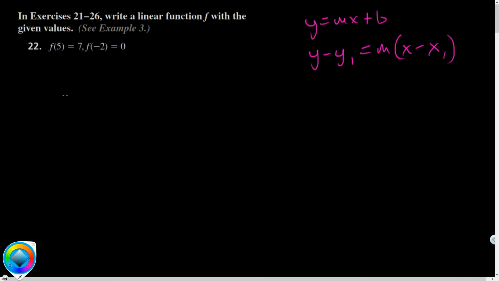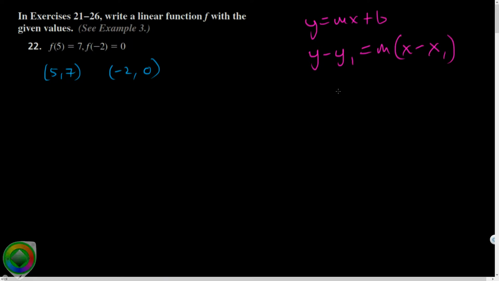Here they gave us a couple facts. In function notation, they said f of 5 equals 7. That's the same as if I said 5 comma 7 is an ordered pair on this function. And they also told me that f of negative 2 was equal to 0. So that's like the ordered pair negative 2, 0. Either of the forms that I would work with requires slope.